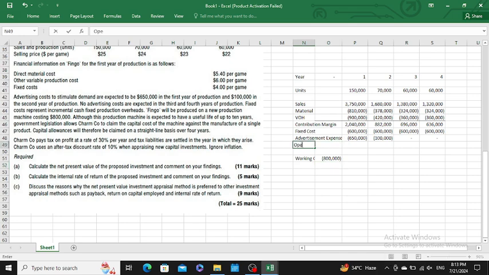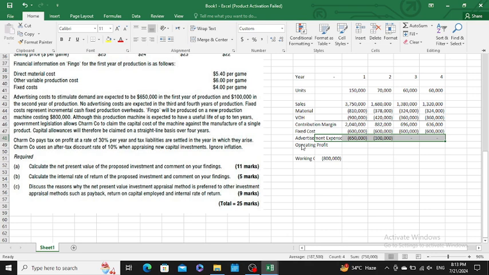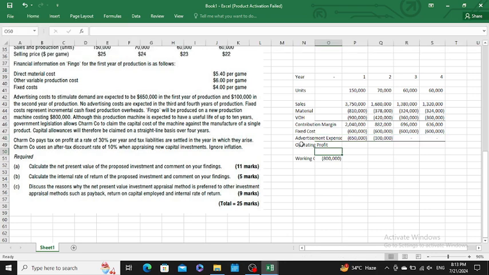Okay, sir, then we will have our operating profit. Our operating profit would be contribution margin less fixed cost and then advertisement cost. Therefore, our operating profit would be 7,90,000 in the first year, 182,000 in the second year, 96,000 in the third year and 36,000 in the fourth year.